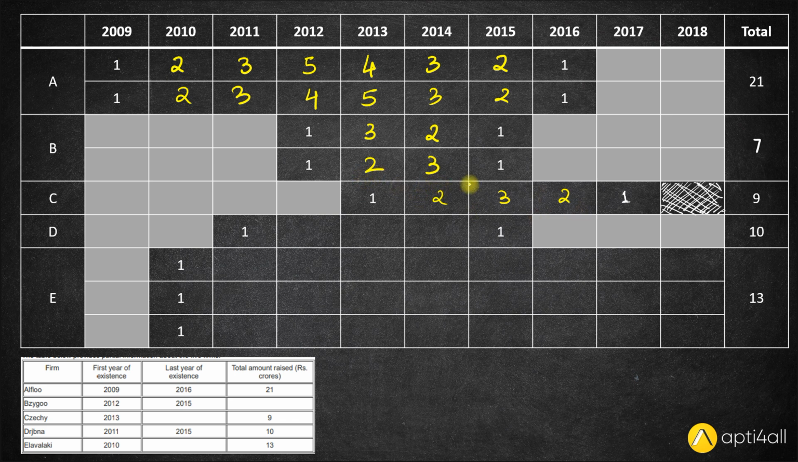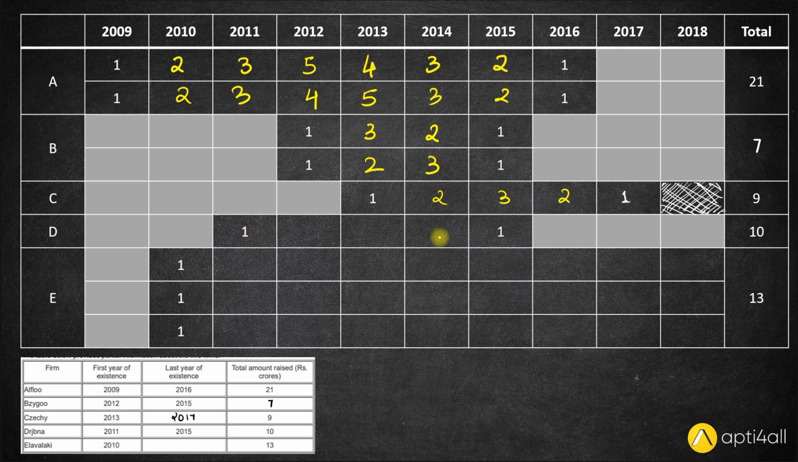You cannot increase these values anymore. So the total amount raised is 9 and the company shuts down in 17. As in the last year of its existence is 2017. Okay? And this is 7. Fine. Now coming to company D, it has to raise 10 crores.